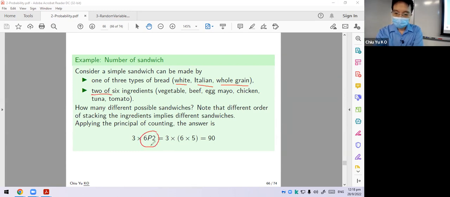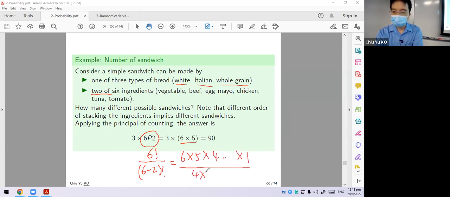Okay, 6P2 is either 6 times 5 or 6 factorial over (6 minus 2) factorial. So we have 6 times 5 times 4 times 3 times 2 times 1, over 4 times 3 times 2 times 1, right? So they cancel out. We're left with 6 times 5. So 6 times 5 is 30. 30 times 3 is 90. Okay, so already very good.